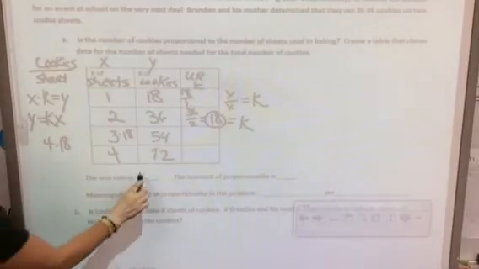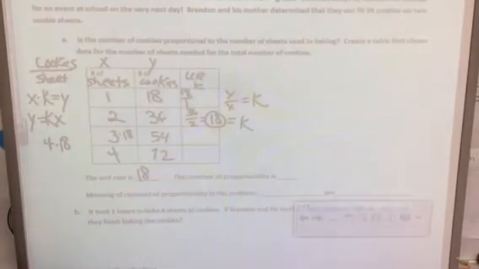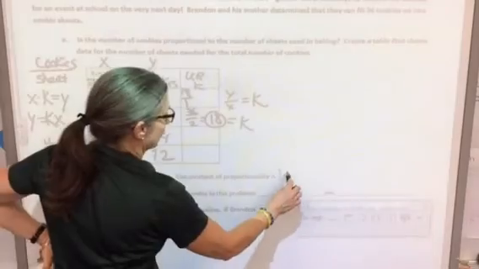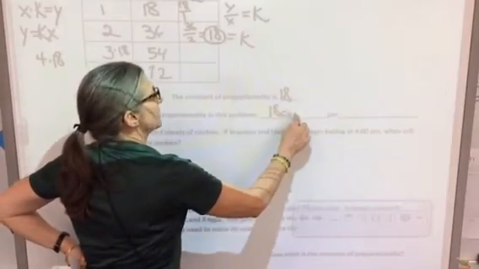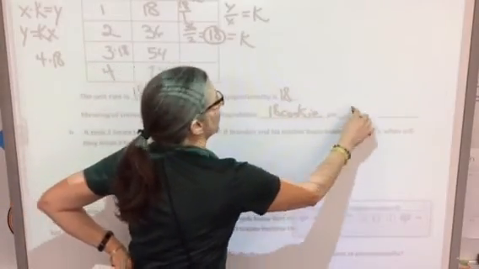So the unit rate is 18. The constant of proportionality is 18. Okay, so the meaning of constant of proportionality in this problem is 18 cookies per sheet.